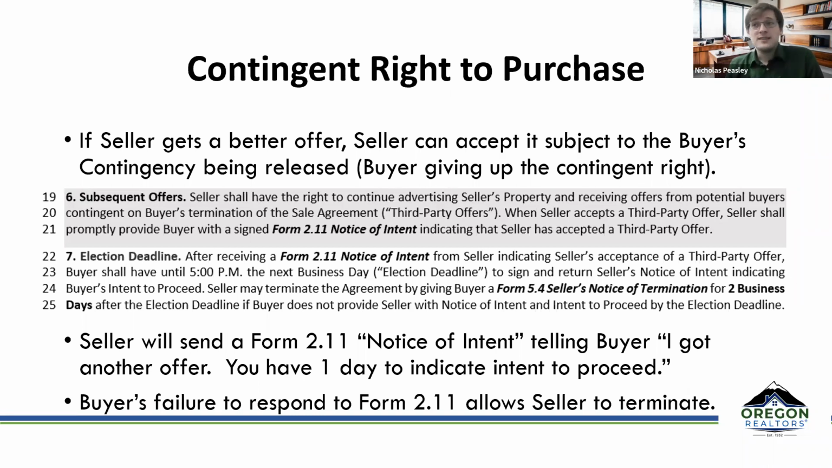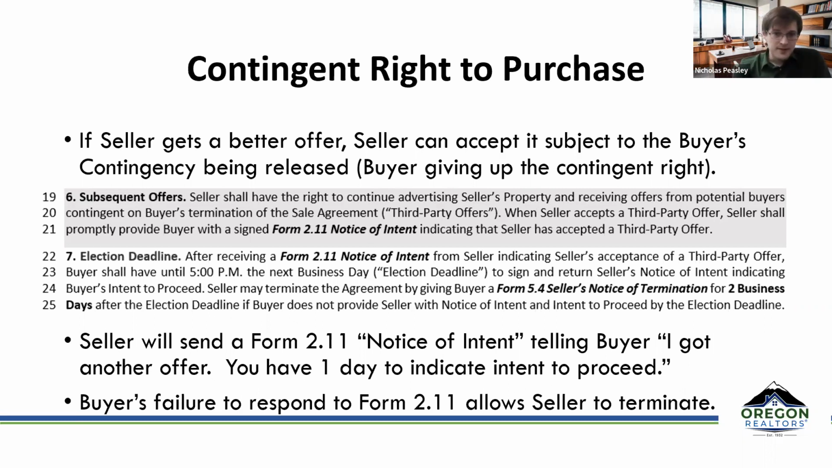If there is no response, the seller can just terminate the transaction for 2 days after the election deadline. So the way to think about it is you've got a contingent right deadline and an election deadline that can both be moving simultaneously. And if either one of those deadlines hits, the seller is allowed to terminate for a couple days afterwards. So the seller will know if the buyer's offer fell apart. If they want to accept another one, they'll know. And you'll have 2 days to terminate your transaction with the contingent buyer.